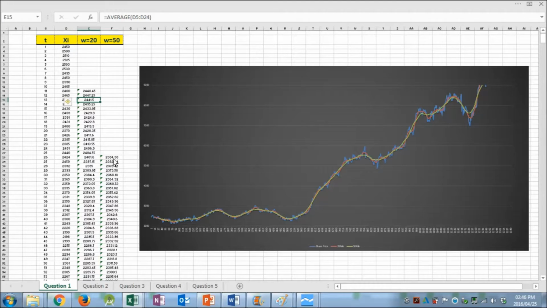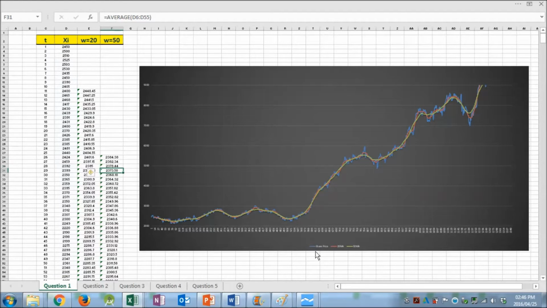The same is done with a 50-day moving average, where the number is divided by 2 and 1 is added to it, and at the 26th value, a 50-day average is taken. This is dragged down as before to have the same result. This is then plotted on the share price graph, as you can see here.